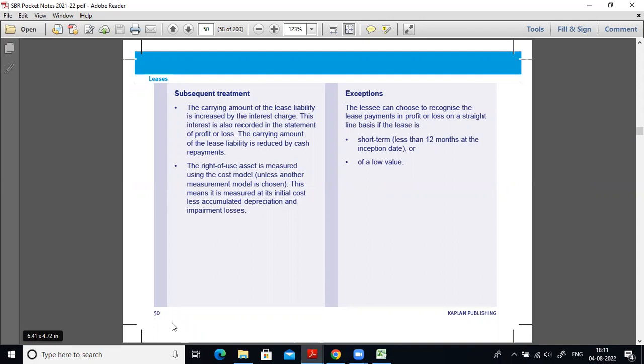Similarly, a low value asset. Actually, there is no specific threshold limit for this low value asset, but we assume that if the cost of the asset is less than $5,000, we assume it as a low value asset. Now, a very important point which you need to understand is that the concept of low value is applicable only for new assets, not for used assets. Low value and less than 12 months are the exceptions.